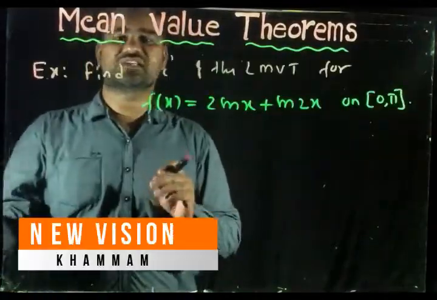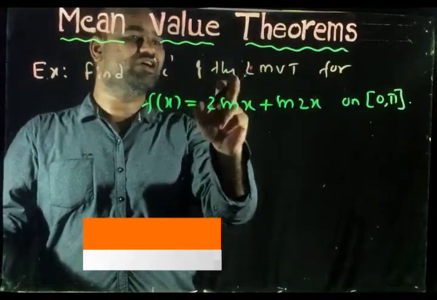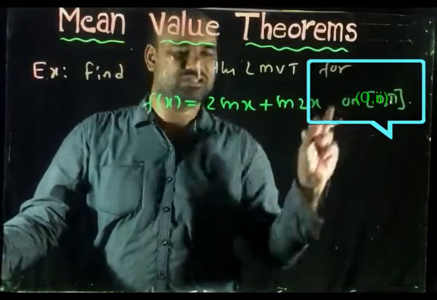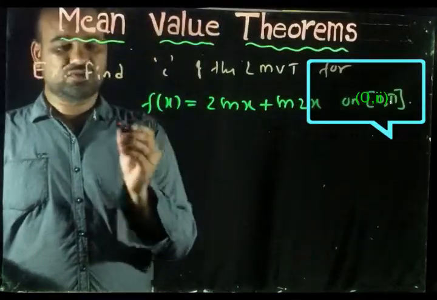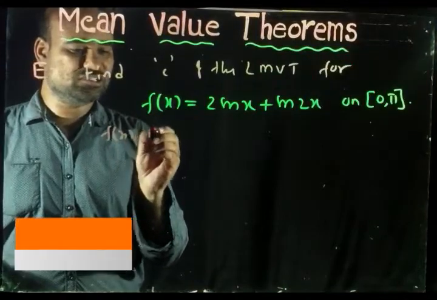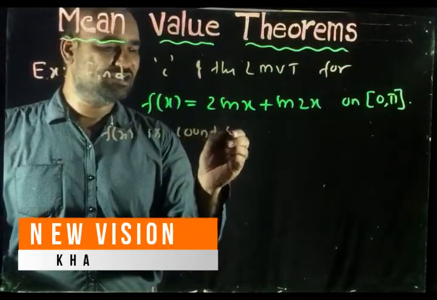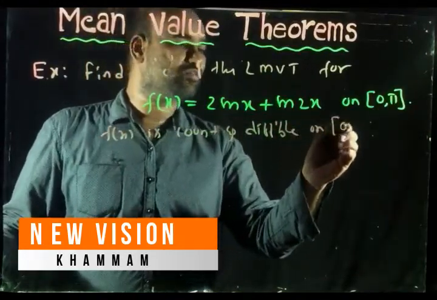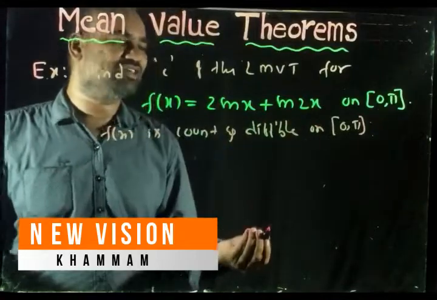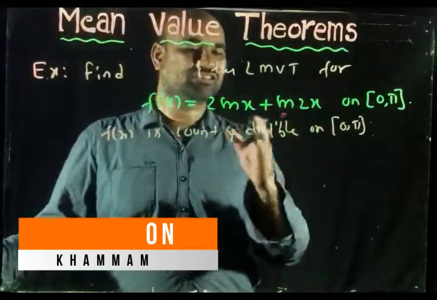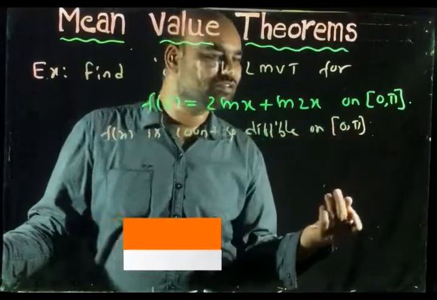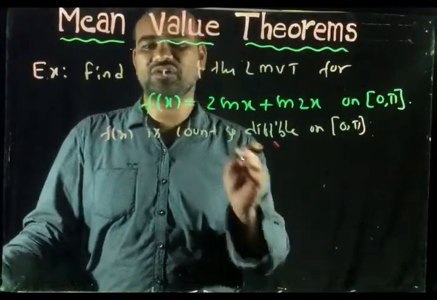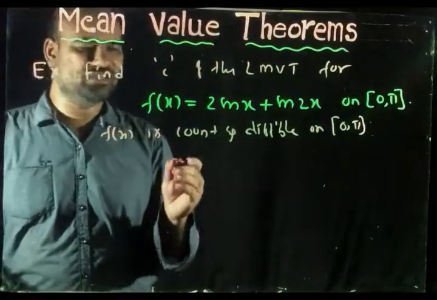Okay, students. Next example. Find C of the LMVT for f of x equal to 2 sin x plus sin 2x on 0 to pi. So f of x is continuous and differentiable on 0 to pi. We simply can check, that's not a big problem. 2 sin x plus sin 2x is continuous and differentiable, so it is continuous and differentiable in that interval. Now you just need to find C. The problem is saying finding C only, no?